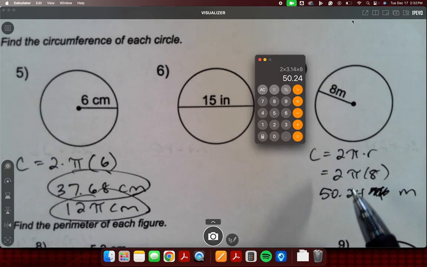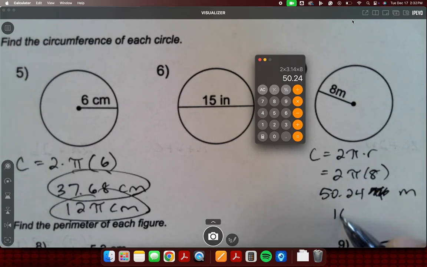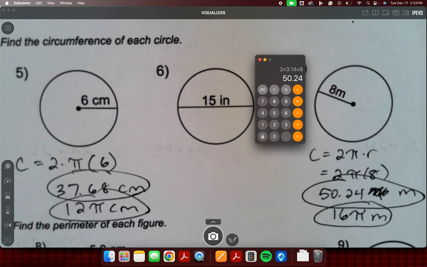Or you could just say 2 times 8 is 16. It will just leave the pi. So the answer could be 16 pi meters. So again, both of those answers are acceptable forms. You can see they're the same. Just if you do 16 times pi, you get exactly what we got.